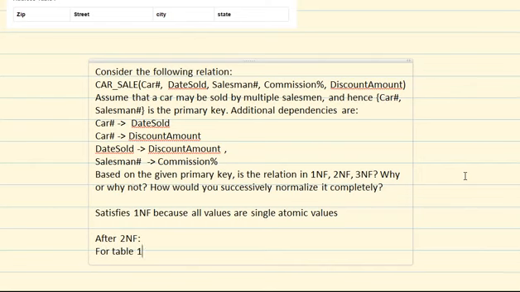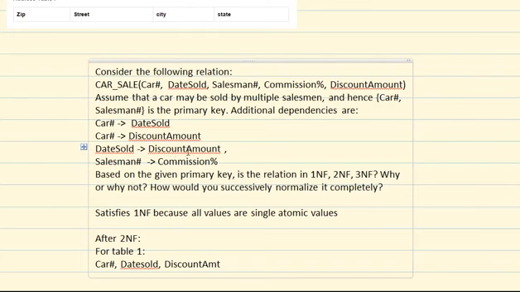For table 1, we get car number, date sold, discount amount. That's it, because car number determines only date sold and discount amount.